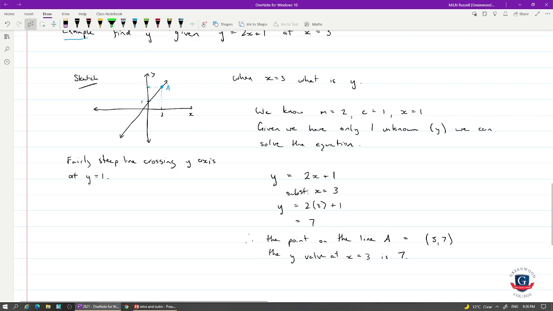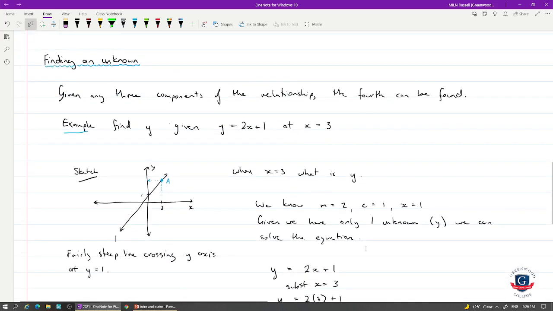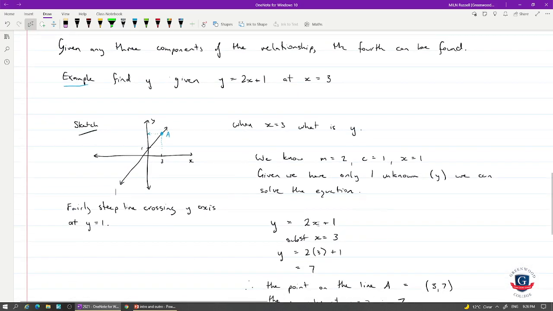And we can do that any time that we know 3 of the 4 components. If we know x, m, and y, we can find c. If we know y, x, and c, we can find m. And whatever the 4th one is, we can do that too.